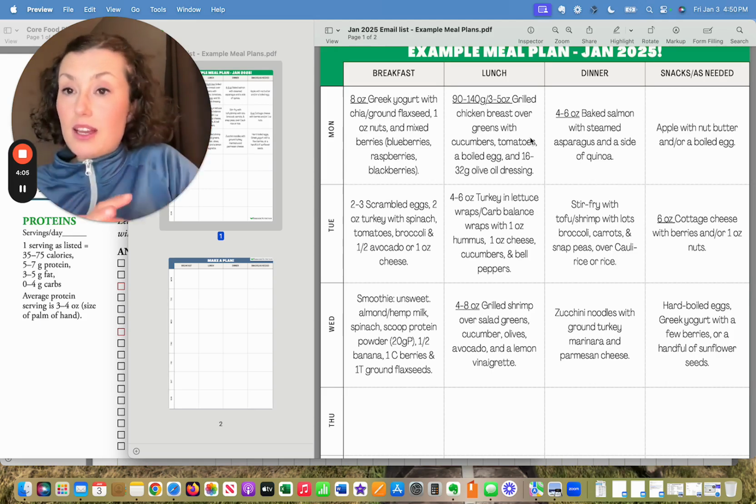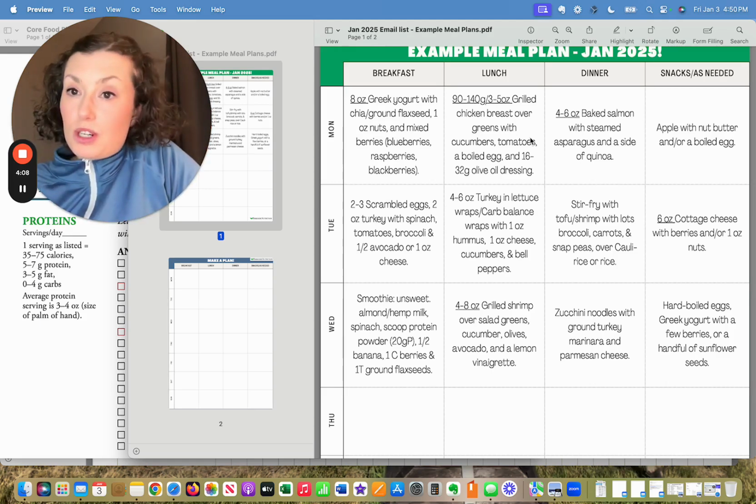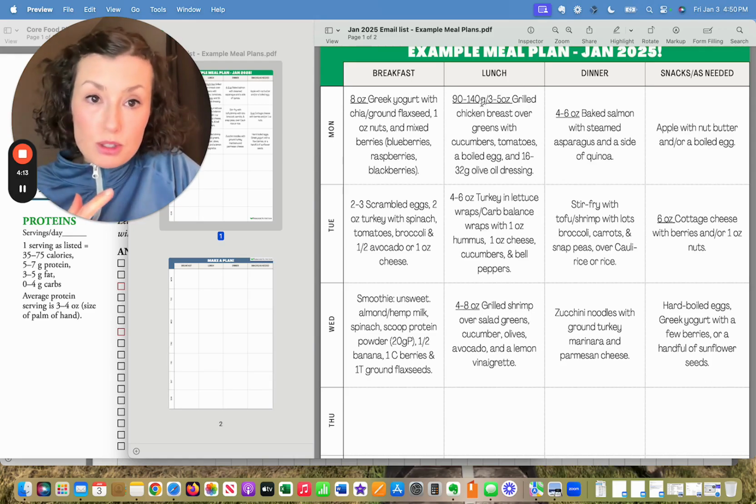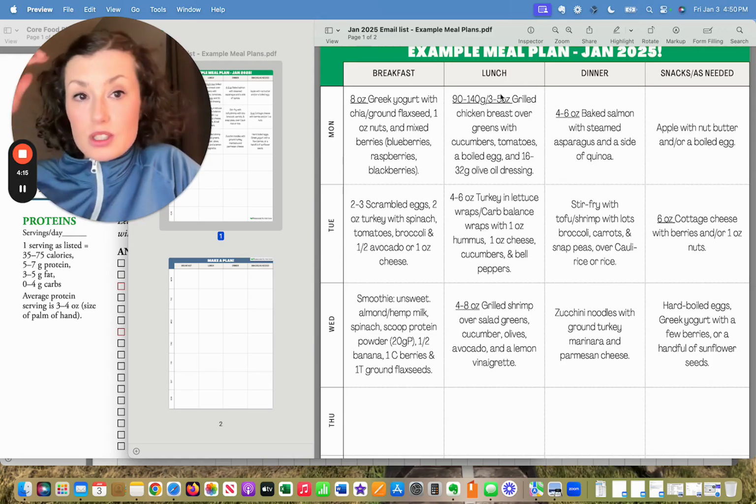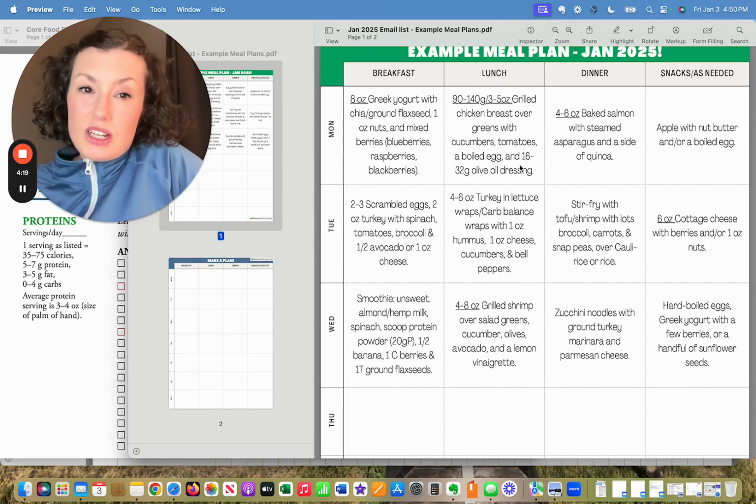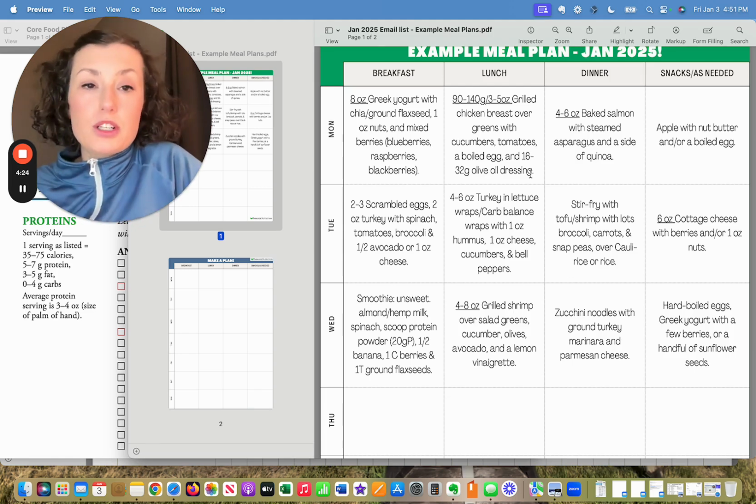Salads are really easy to make high in vegetables, so don't feel too worried about adding a bunch of variety on that. Hard-boiled egg would be great if you want that to contribute towards those 3 to 5 ounces of protein, or in grams here. And then 16 to 32 grams of olive oil is a great portion size too. Gives you a ballpark, right?